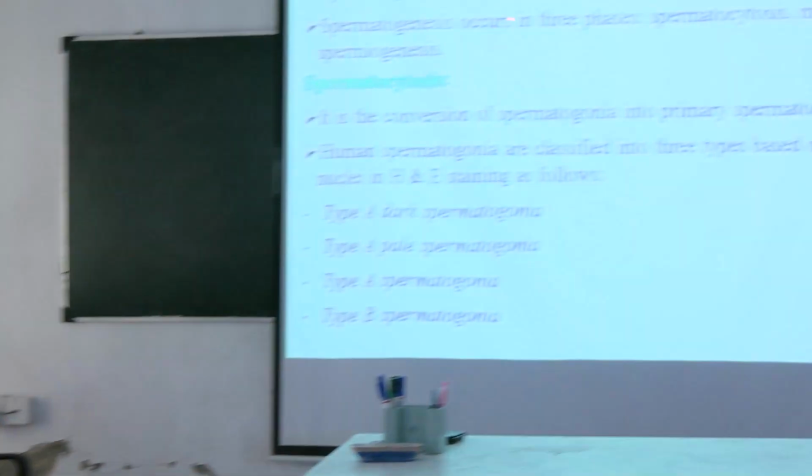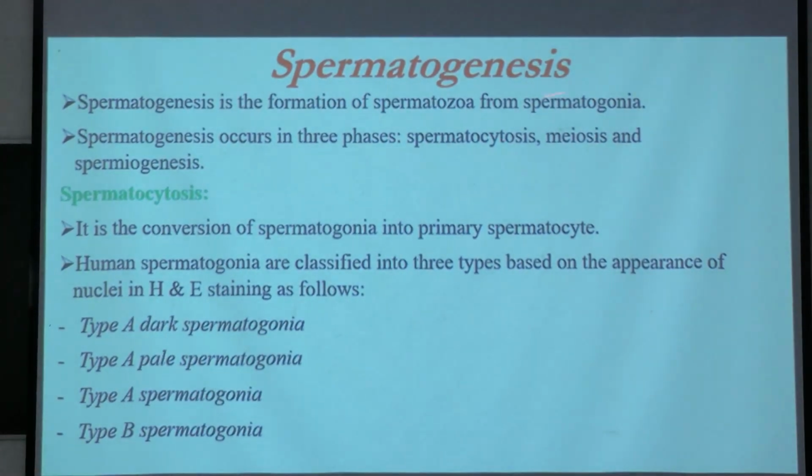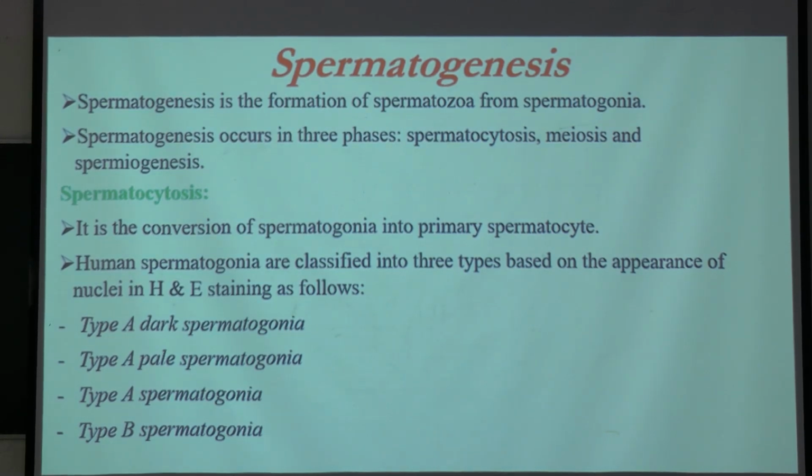Next we go to the process of spermatogenesis. This comes under embryology long question. Okay, it can come as a long question or part of a long question. Spermatogenesis is formation of spermatozoa from the spermatogonia. Spermatogenesis occurs in 3 phases: spermatocytogenesis, meiosis, and then spermiogenesis. All these terms you remember very carefully. What is the process? All this can come in short questions or can be asked in your viva.